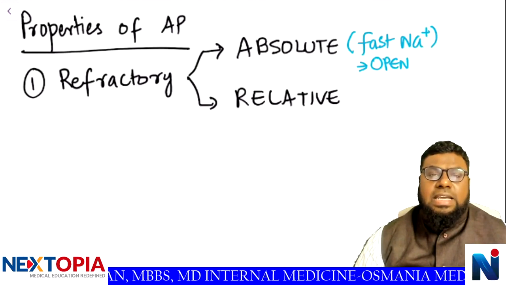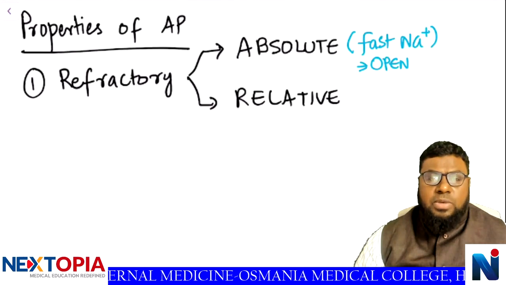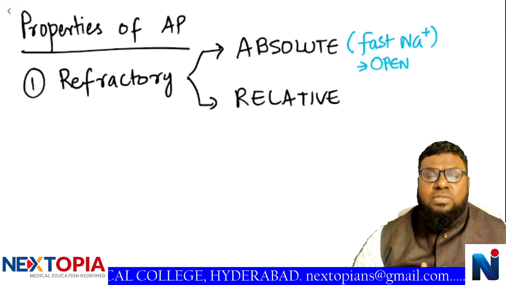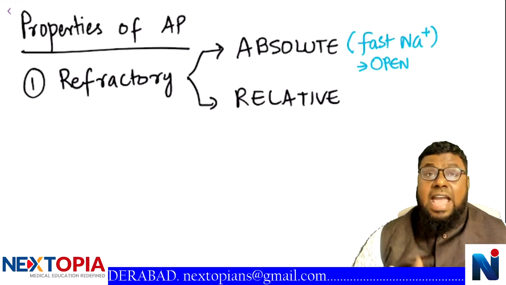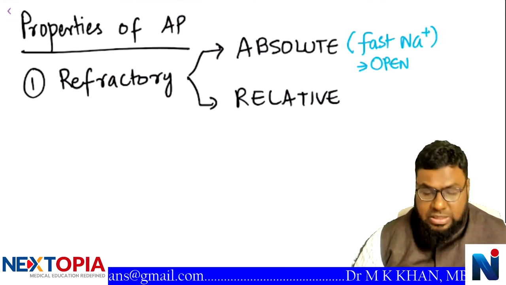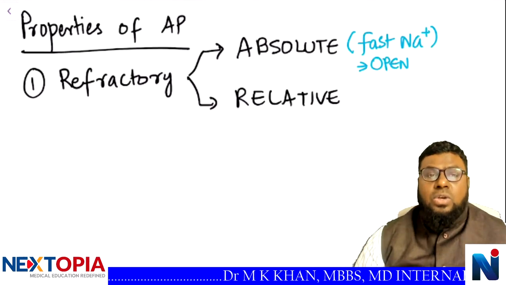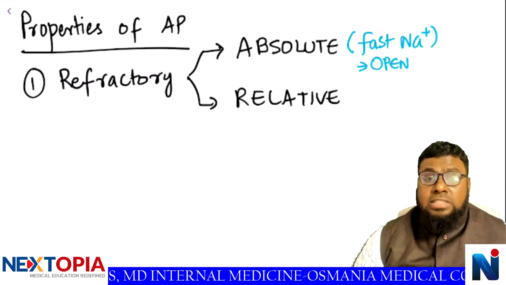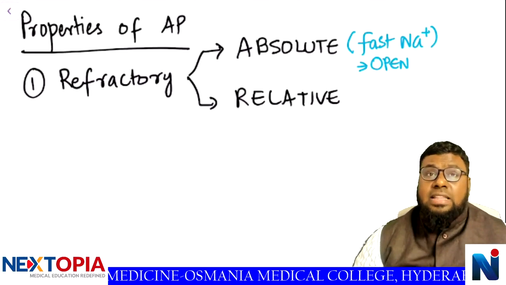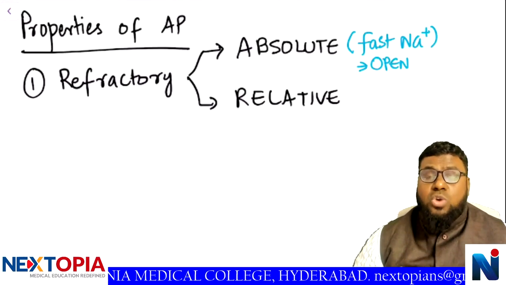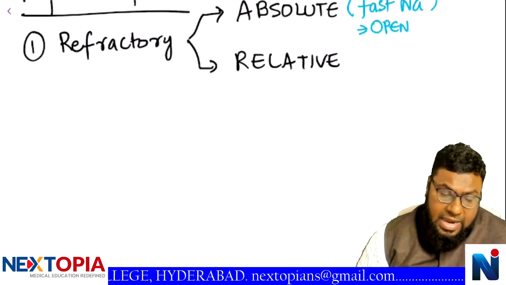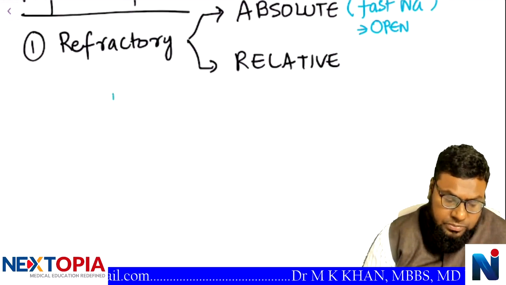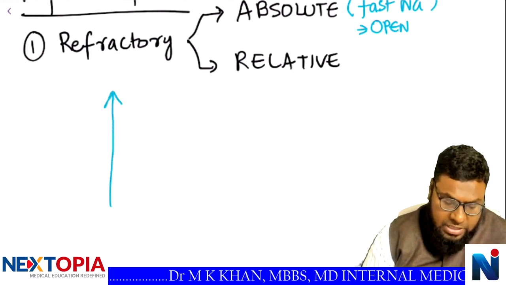Relative refractory period is a period in which a stimulus which is greater than the threshold stimulus can induce second action potential. So what is relative refractory period? Usually there is no action potential in this area, in this point, but a stimulus which is stronger than the threshold stimulus can definitely result in initiation of a second action potential.